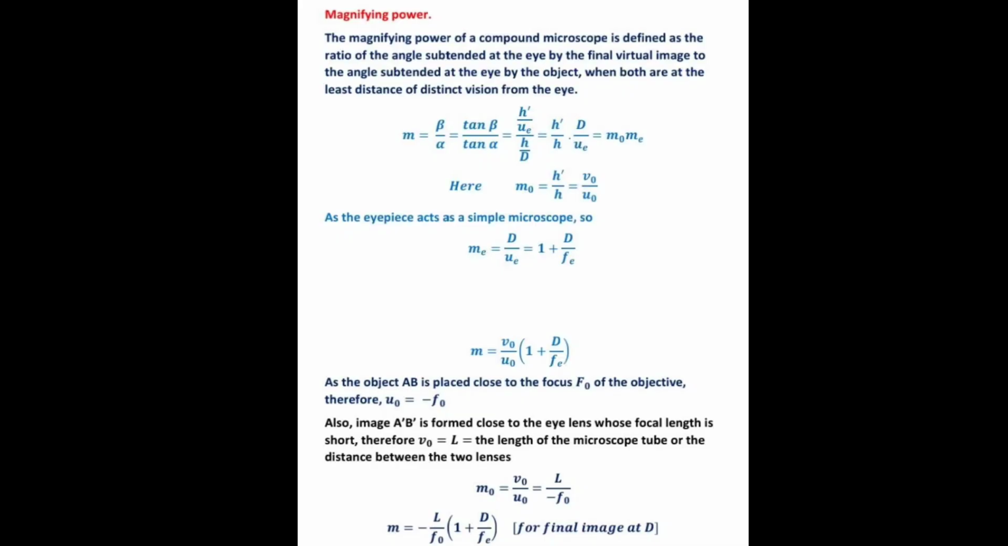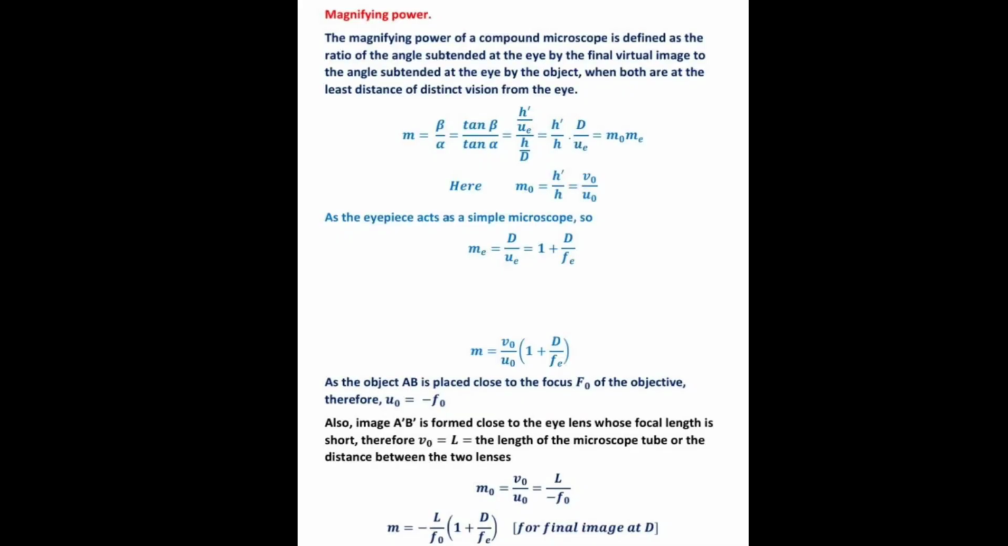Then, as we get the relation of the magnifying power, that is m = m_o × m_e, we know the value of m_o in terms of the object distance and the image distance, that is v_o upon u_o. Put that value, and for m_e we put the expression that we gained from the simple microscope. So the final expression for the magnifying power is v_o/u_o multiplied with (1 + D/f_e). So we have the two relations.